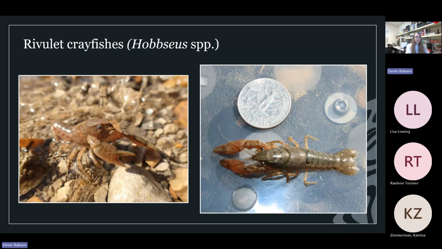Overall, though, they're all super cryptic, so they all look alike, and we can see some pictures here of what they look like. And they're very small bodied. In the picture to the right, we can see an adult male, and this is actually the largest one we caught during our sampling season, and he's not much bigger than a quarter. So, super small, very cryptic species.